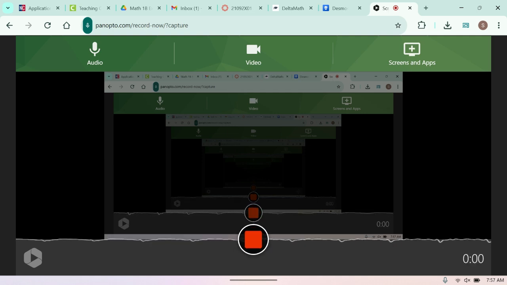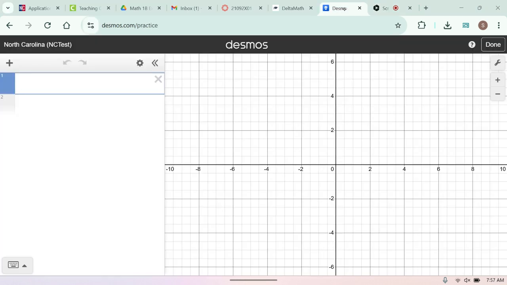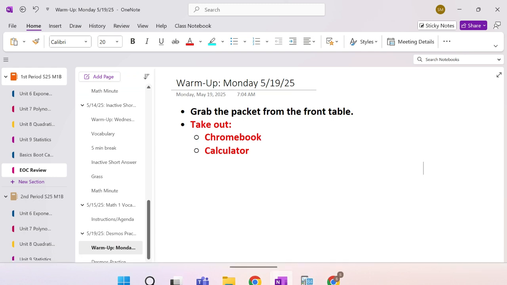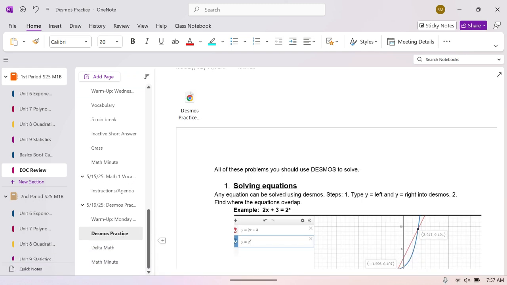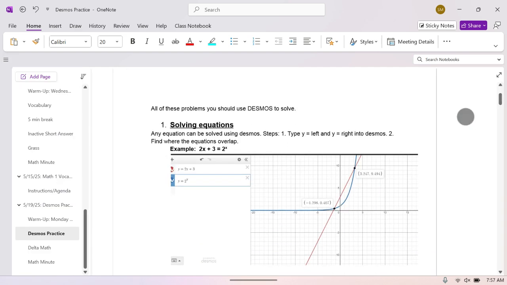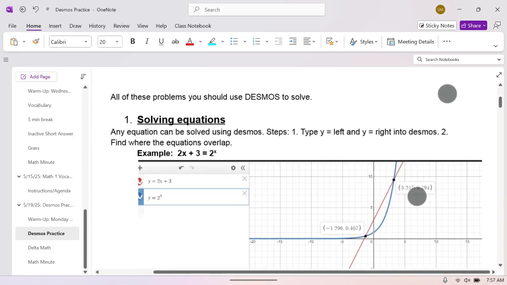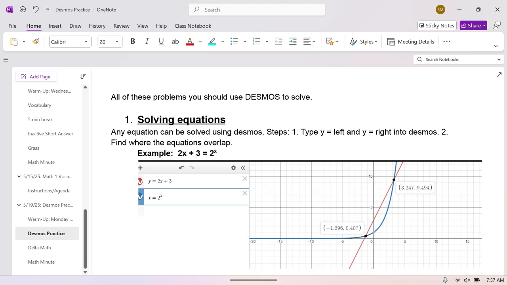packet that I had you guys grab from the front. And what it's going to do is that it kind of breaks down for you all the different steps and ways that you can use Desmos, at least on the Math 1 exam. All right. And I went downstairs and printed in color for you guys so you can get the full effects and all that loveliness. All right. So let's go ahead and look at the first part of that packet.